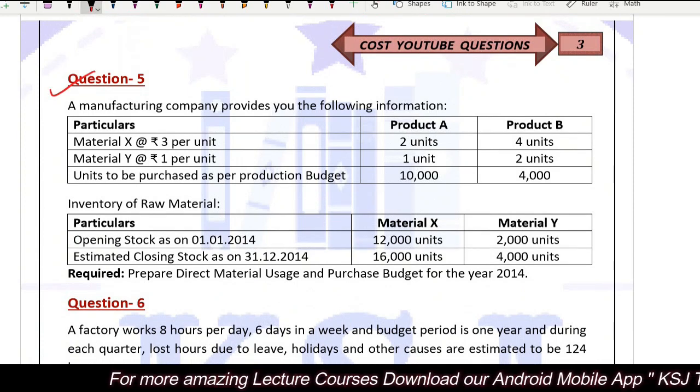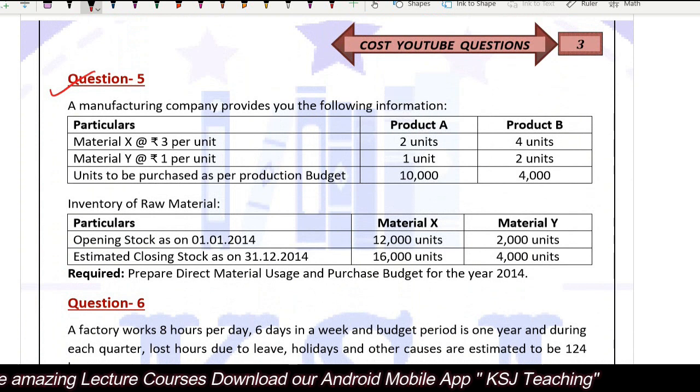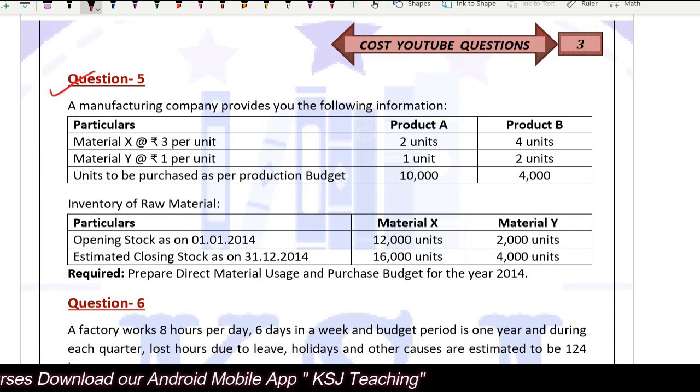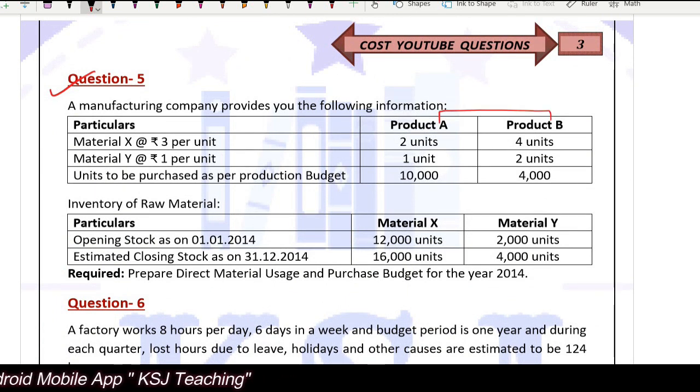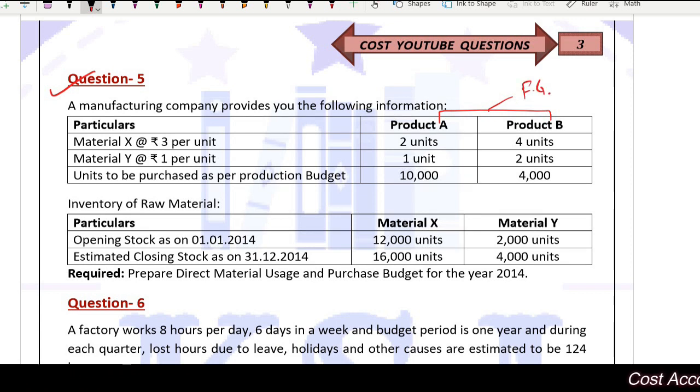A manufacturing company provides you the following information. Particulars for product A and product B, right? So this product A and product B are your finished goods. Material X and material Y are your raw materials.